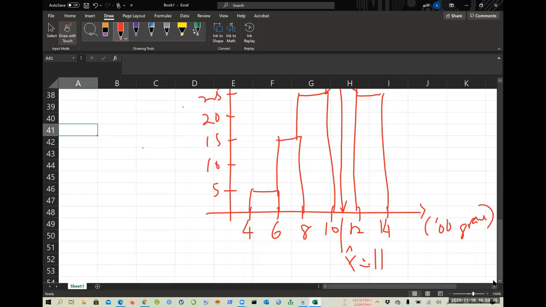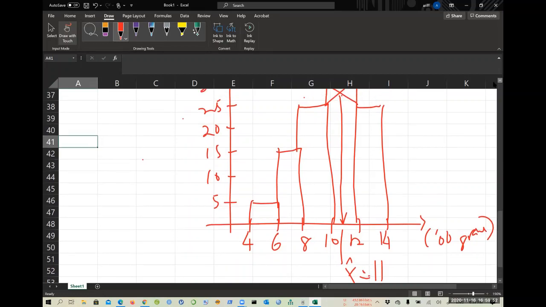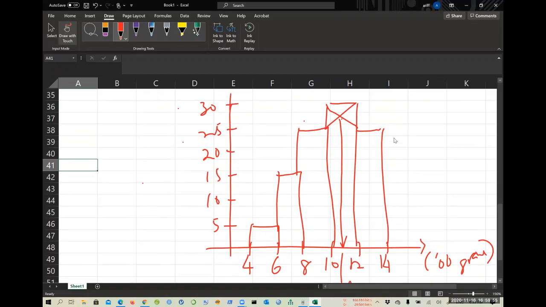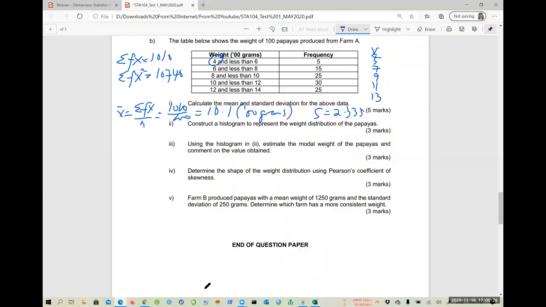How do you know that I get 11? The exact value will be 11. Because both ends of this highest bar have the same height, you can just take the average of 10 and 12. If both are not at the same height, you cannot take half of it, so you have to estimate from the graph. In this case, based on the estimate from the histogram, the mode is equal to 11.